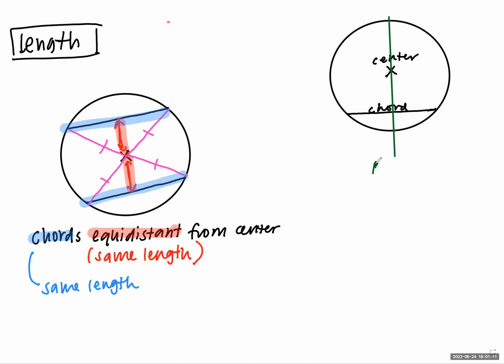So the reasoning that you need to memorize is called, okay, this is called perpendicular bisector of chord.